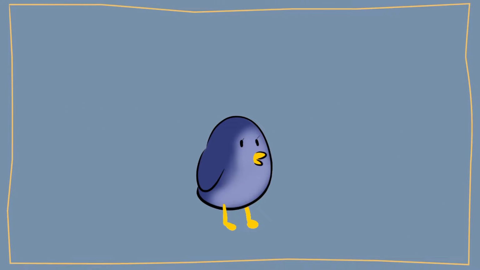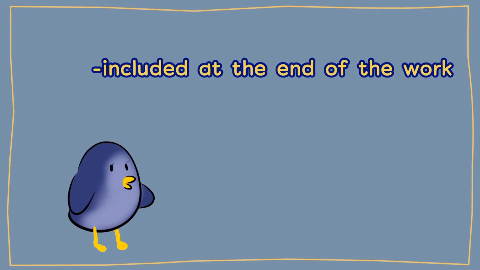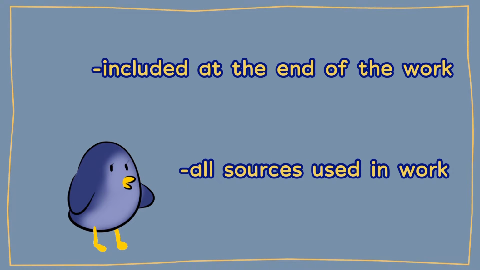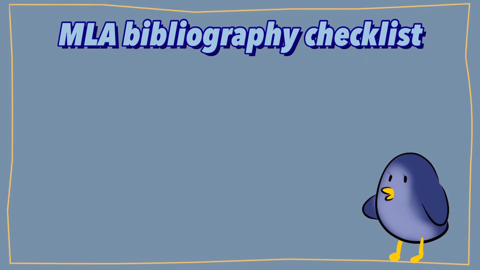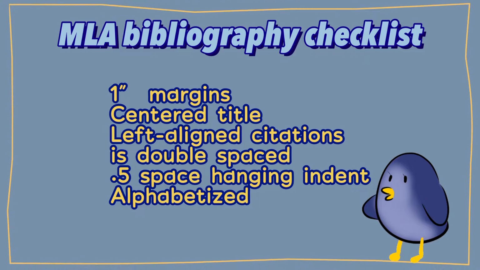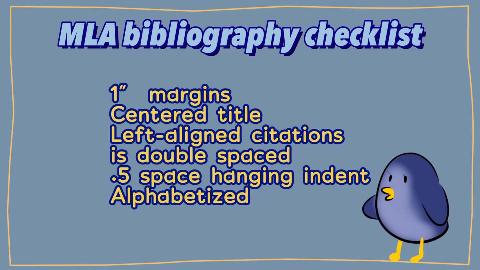Now let's move on to formatting what's known as a works cited or a bibliography. Bibliographies are typically included at the end of your work and serve as a compilation of all the sources you've used in your work. An MLA-style bibliography has 1-inch margins, a centered title, it is typically double-spaced, has a hanging indent about 1/2 inch long, and is alphabetized.